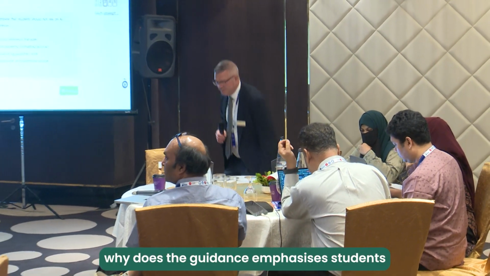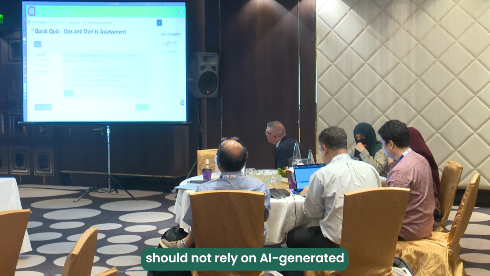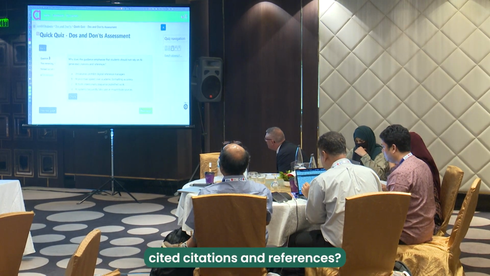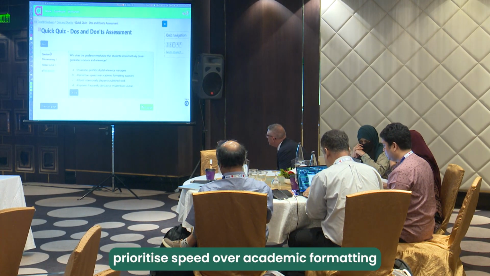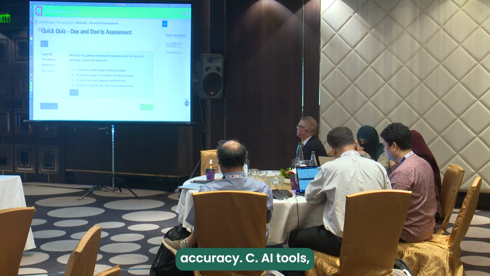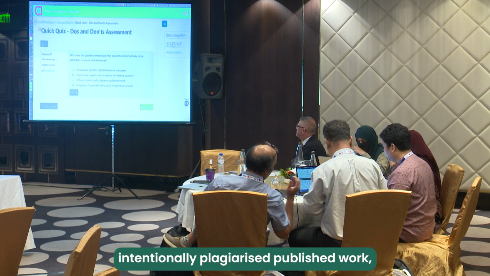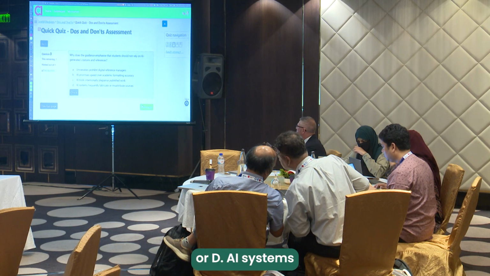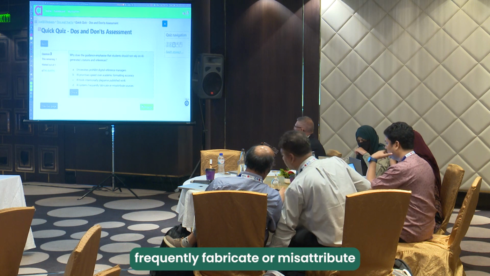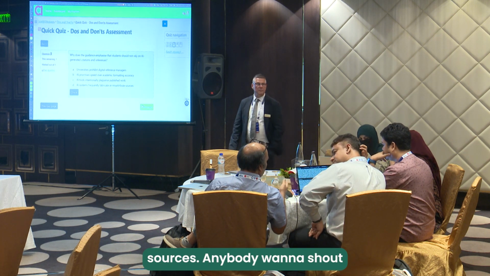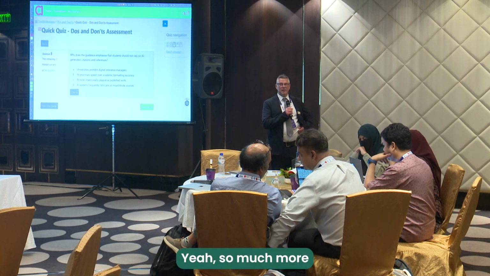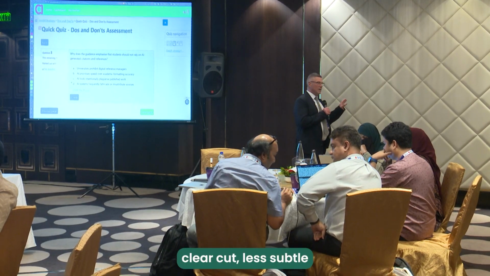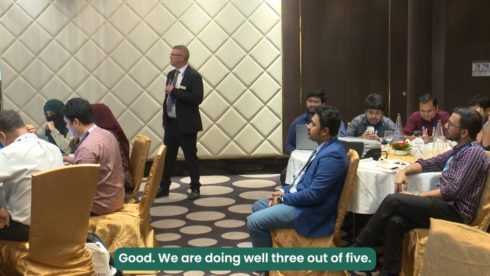So why does the guidance emphasize that students should not rely on AI-generated citations and references? A, universities prohibit digital reference managers. B, AI prioritizes speed over academic formatting accuracy. C, AI tools intentionally plagiarize published work. Or D, AI systems frequently fabricate or misattribute sources. Anybody want to shout out their answer? D, I think we're all going for D. I think that one's again quite a clear-cut, less subtle choice. Good, we're doing well. 3 out of 5.